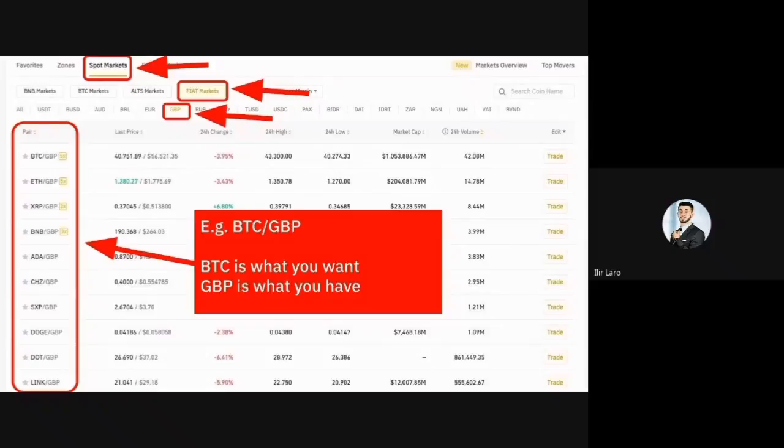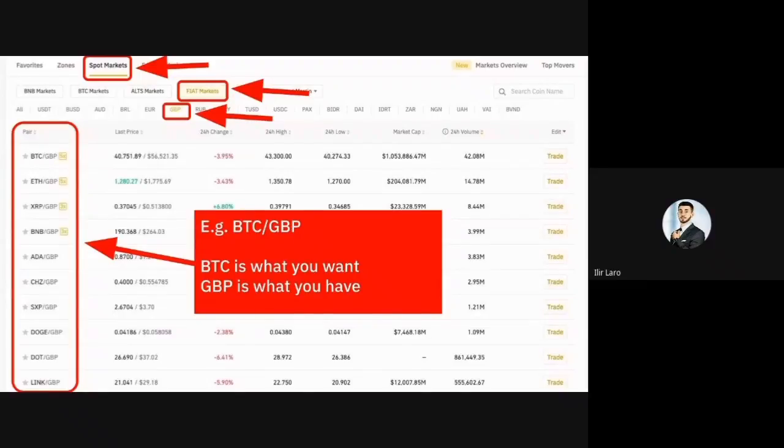So what this means is the first few letters before the slash are indicative of the token. So Bitcoin will be BTC, Ethereum will be ETH, XRP will be Ripple, BNB will be Binance Coin, and etc. So we use symbols, or tickers, to shorten the abbreviation of cryptocurrencies.